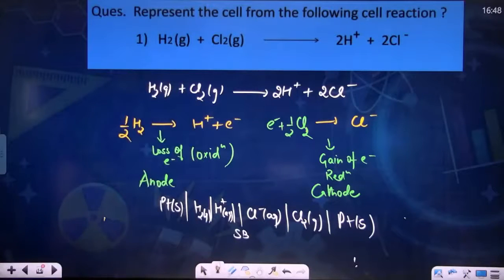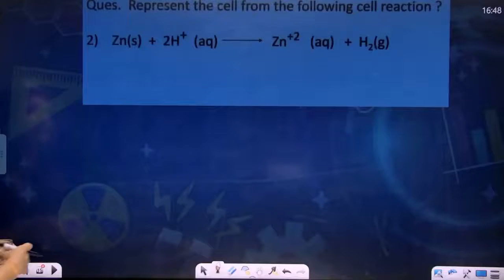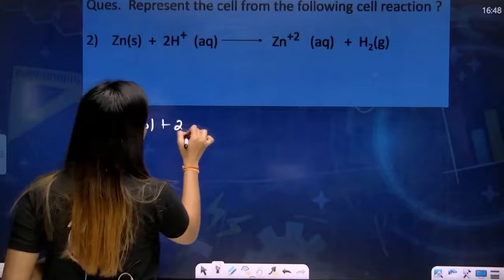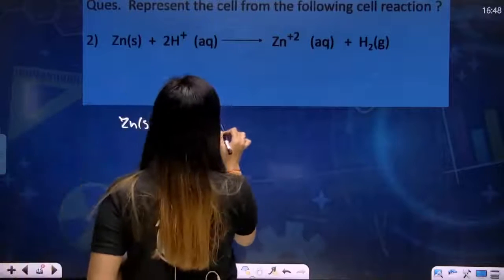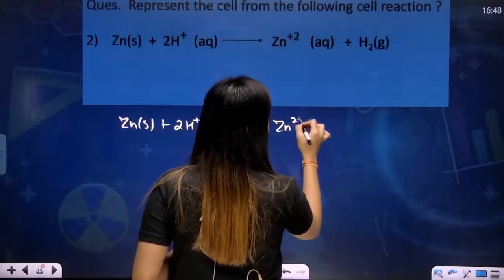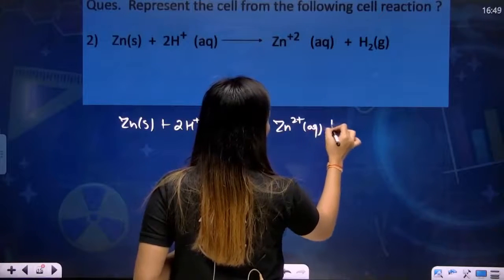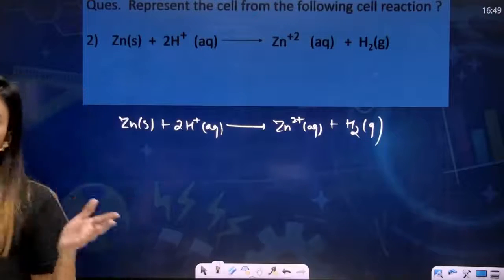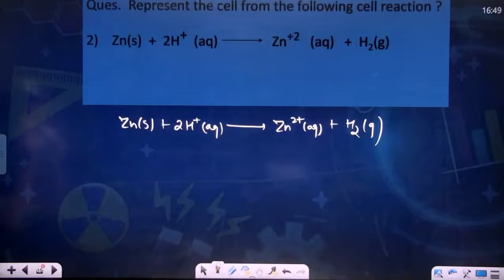I'll have some water. Try to do the next question. Pause the video, do this, and then try to do the next question. The question is, I'll write the reaction: zinc solid plus 2H plus aqueous gives you zinc 2 plus aqueous plus H2 gas. Okay, so this is here on your screens. Try to do this question.